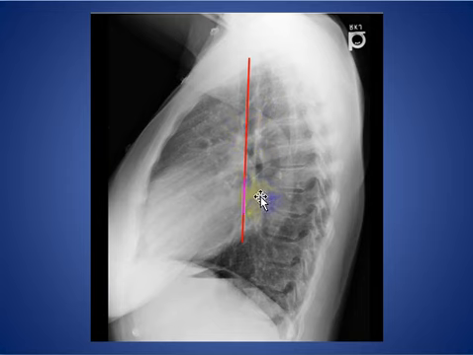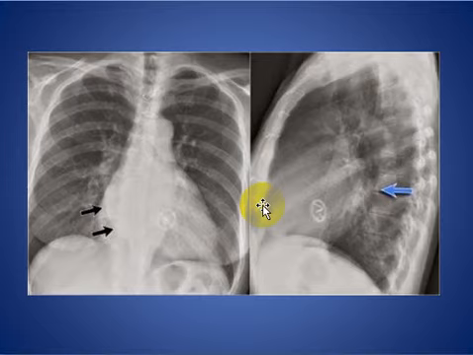Here we see left atrial enlargement. It is posterior to the line from the center of the trachea on the lateral view, dead lateral view. Normally it should be anterior, not posterior. It is here projecting posteriorly, indicating that there is left atrial enlargement.